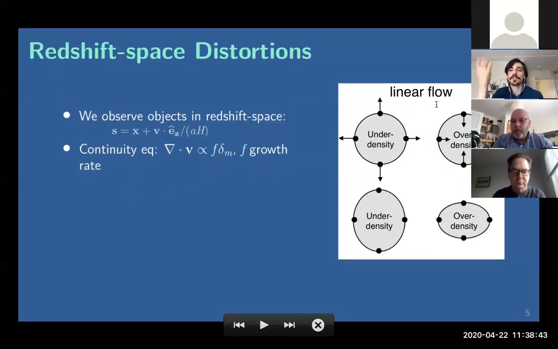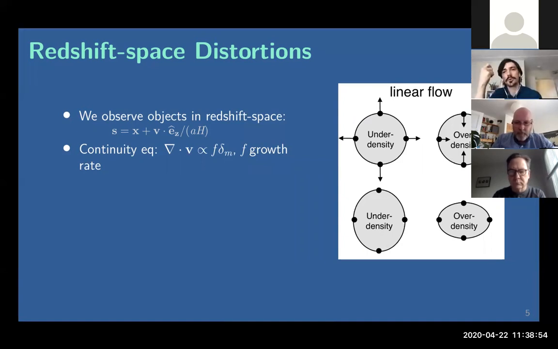We observe objects in redshift space, so we don't observe them as they appear, as they are moving because of their Hubble flow. There is also a peculiar velocity contribution. So in principle, we don't even measure positions, we measure redshifts. These peculiar velocities will shift galaxies and distort them in the radial direction. So we will not really know the real position of objects in redshift space, the one that we observe in.